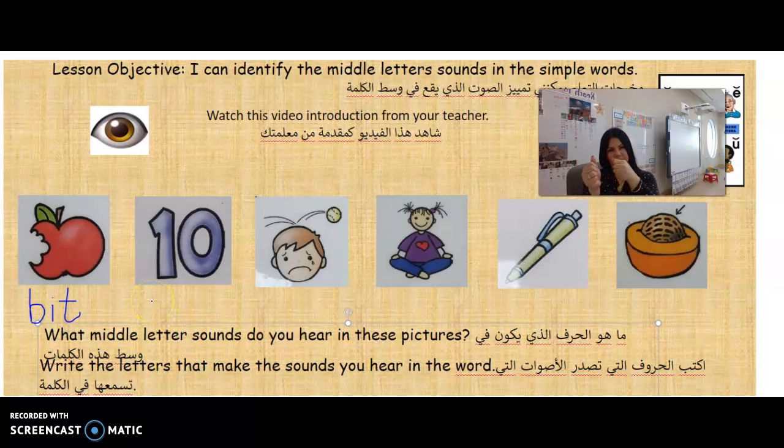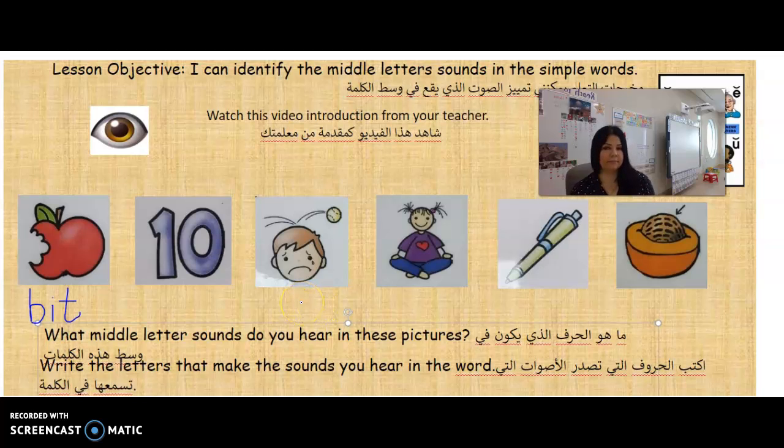And I want you to stretch this word and listen to each sound. Say it out loud and listen. T. And if you said then you are right. So then write it down. T and ten. Let's go to the next picture.